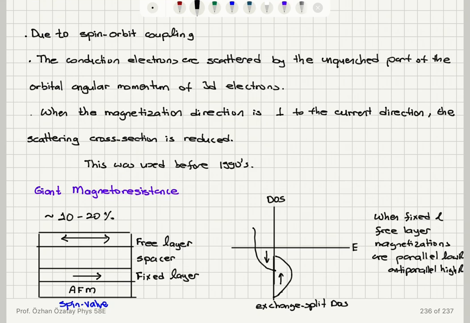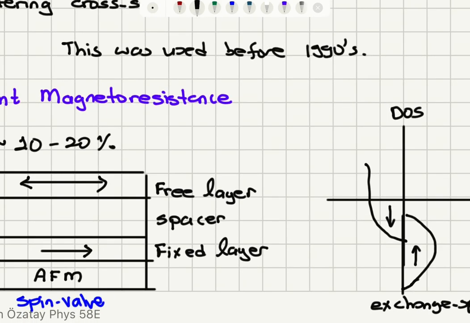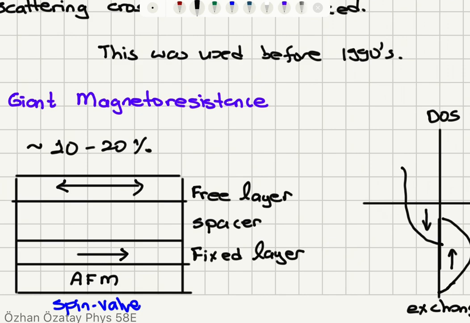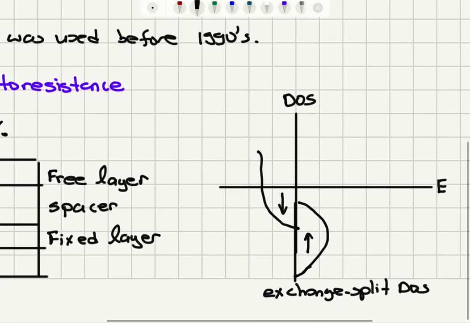And alternatively, later on, giant magnetoresistance was developed and it received the Nobel Prize in 2007. Here the value is between 10 to 20% change in resistance. It's based on the so-called spin valve structure, where we have a magnetic layer that has a fixed orientation by relying on exchange anisotropy induced by an antiferromagnetic neighboring material. There is a spacer and then a free magnetic layer. The magnetization orientation can be easily switched.